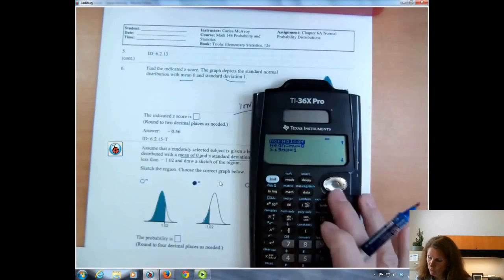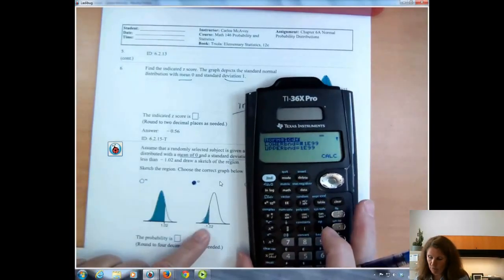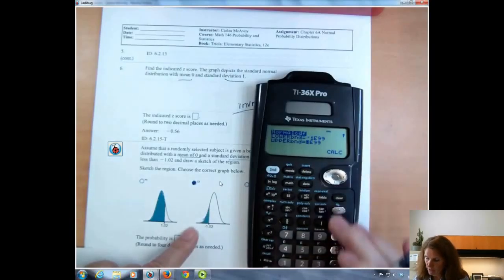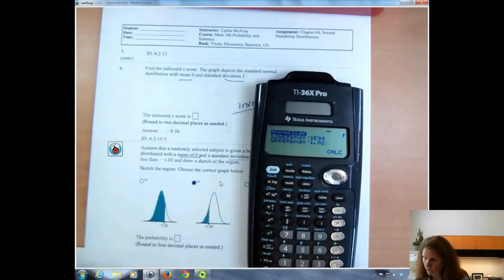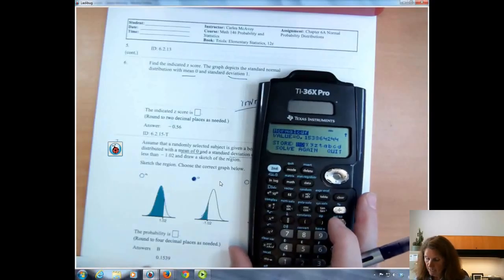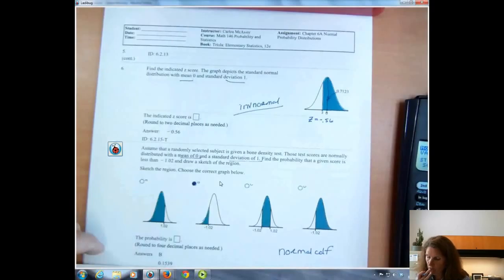They told us that we had 0 and 1, so that's all good. And on this one, we're going to the left forever, so we have the negative for our lower bound. And our upper bound is the negative 1.02. It's important that you put that in the right place, otherwise you get a different answer, right? So we have B, which was our picture, and C, 0.1539, rounded to 4 decimal places.